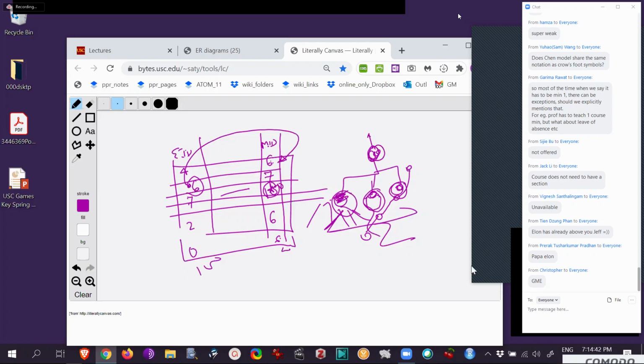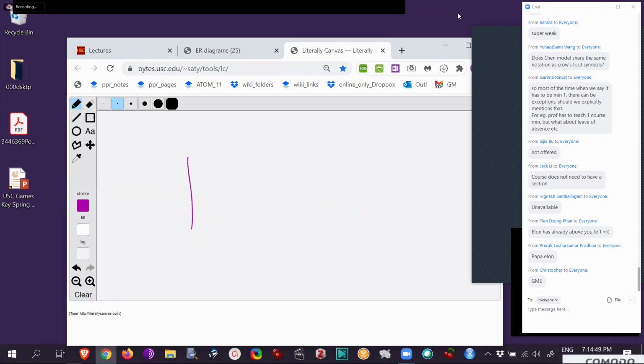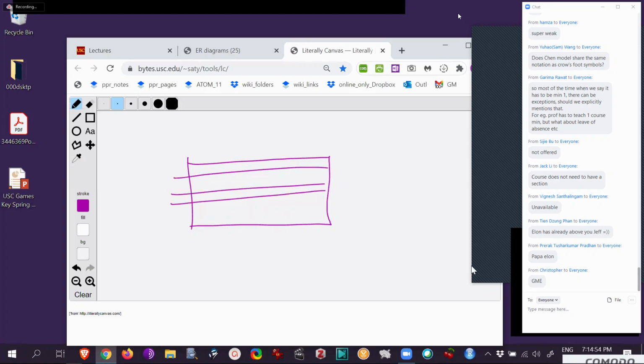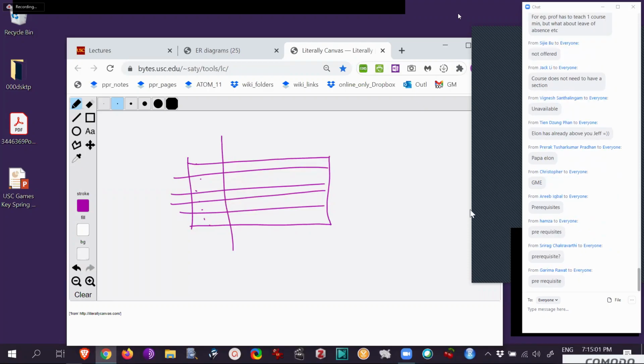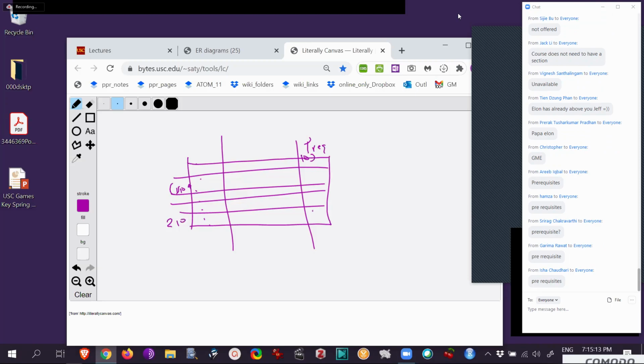In terms of courses, what unary relationship can you think of? Just courses. Every course in the CS department is listed. Beautiful. Prerequisites. Fantastic. CS 104 would have 103 as the prerequisite. 210 might have 104 as the prerequisite. So this can also be recursive.